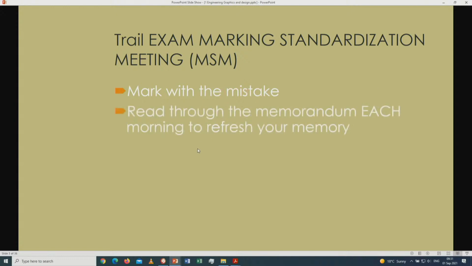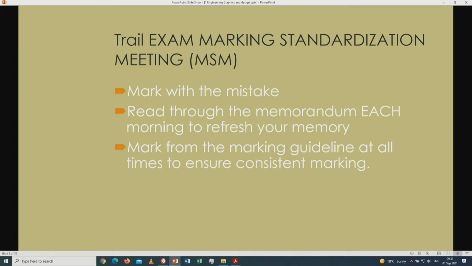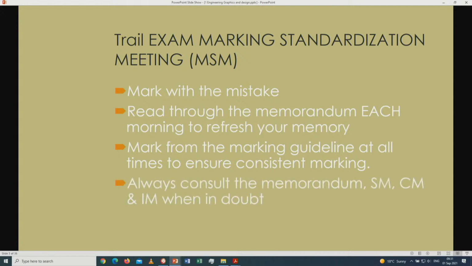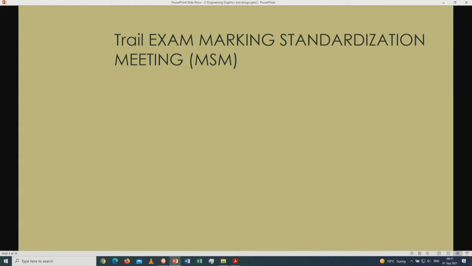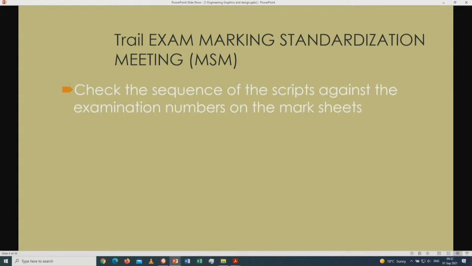All right, and then also read through the memorandum each morning, or refresh yourself when you start marking, making sure that everything is in line. All right, and then also mark from the marking guideline at all times. You can't go parallel or outside the marking guideline. You have to be with the marking guideline, making sure that you are consistent with giving marks whenever you give marks, and so on. And also consult the memorandum at all times. And if not, go to your HOD, maybe the subject advisor, or whoever the case might be.